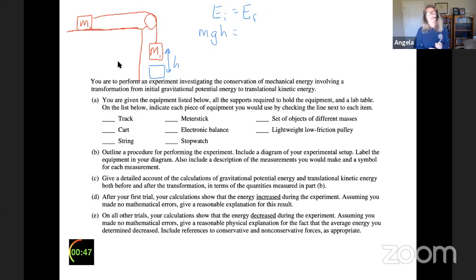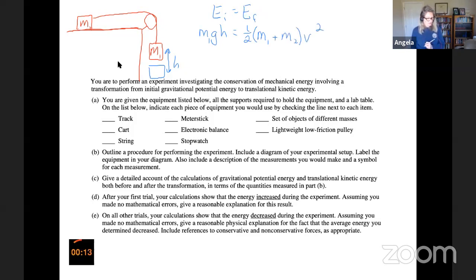Which M? Well, M1 is the hanging object. That's the one that's going to change its gravitational potential energy, right? What I mean is the gravitational potential energy of the hanging object Earth system. You need two objects to have potential energy. Okay, where did it go? How did that energy transform? It turned into kinetic energy of what? Both objects are moving, so it'd be M1 plus M2.